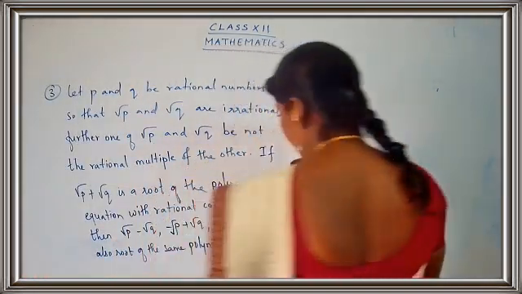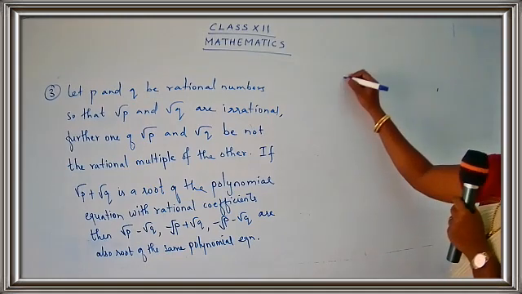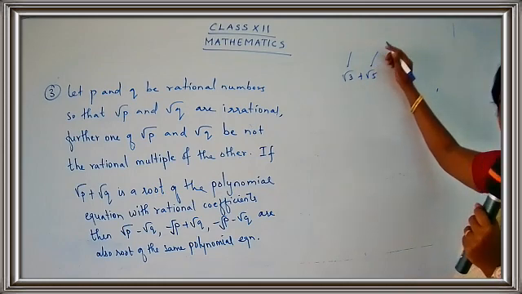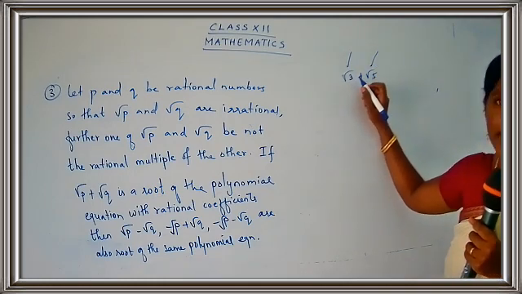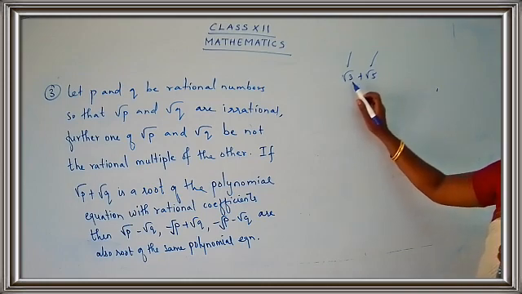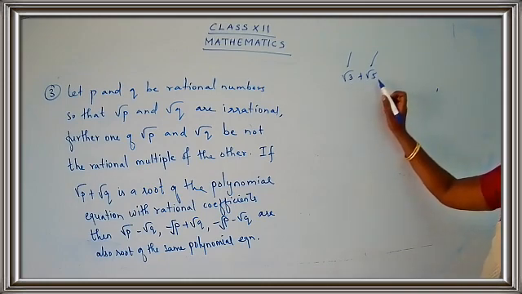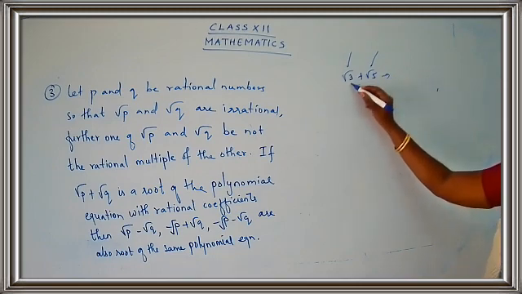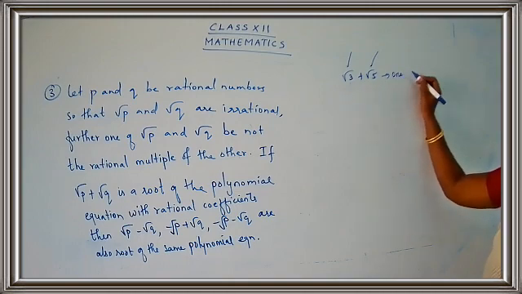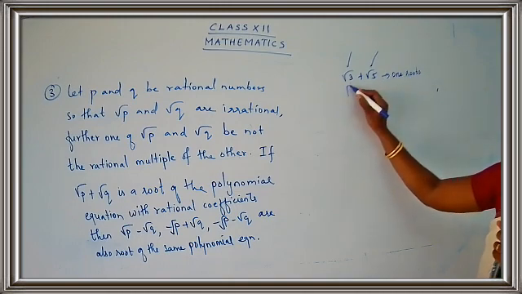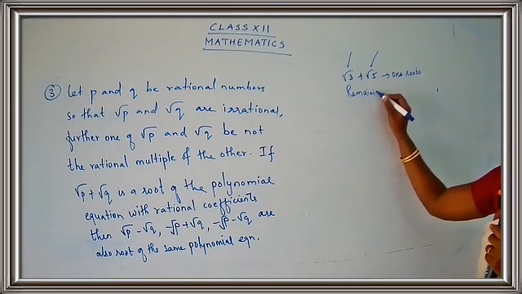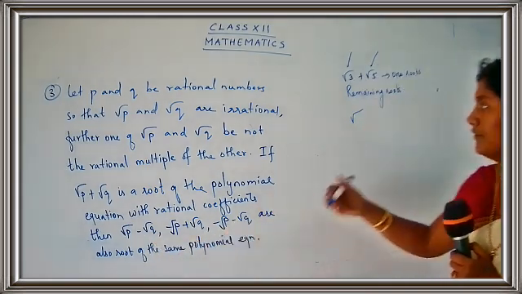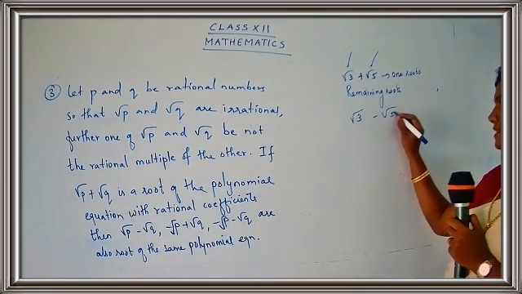If I just take one example as root 3 plus root 5. Now here, this is an irrational number and this is also an irrational number because they are not perfect squares. 3 is not a perfect square and 5 is not a perfect square. So these are irrational numbers. So let me write down the remaining roots. If you take root 3 plus root 5 as one of the roots, what are the remaining roots? The first one is root 3 minus root Q, so it will be root 3 minus root 5. This is one of the roots.